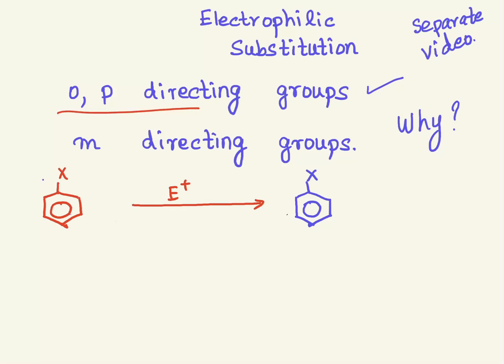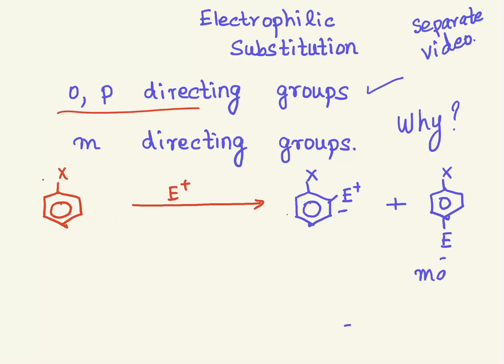So we've got the halogen. The electrophile can attach itself to the ortho position. That means it replaces the hydrogen at the ortho position, or it replaces the hydrogen at the para position. So we can have two products possible over here. So we've got the ortho product and the para product.